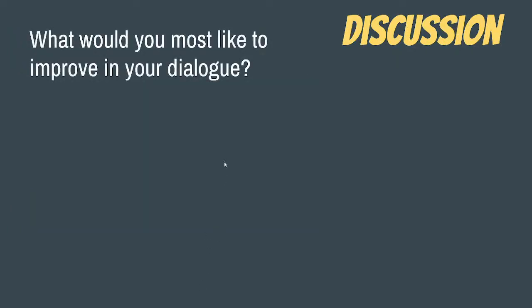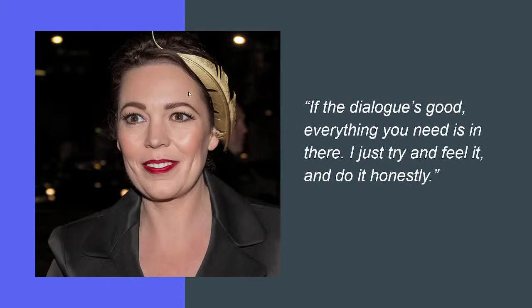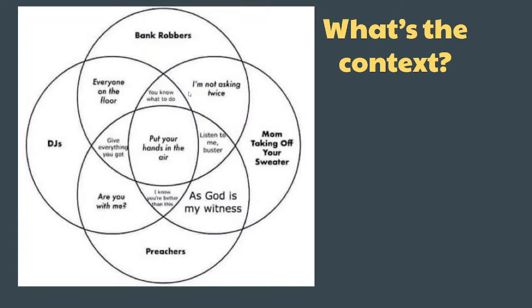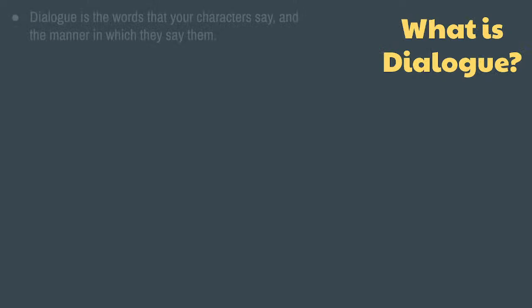I'm not going to start with this discussion question because I don't like it. I'm just going to dive right into the overview of dialogue stuff. So, what is this chart about bank robbers and DJs? I actually have no idea what that slide is.